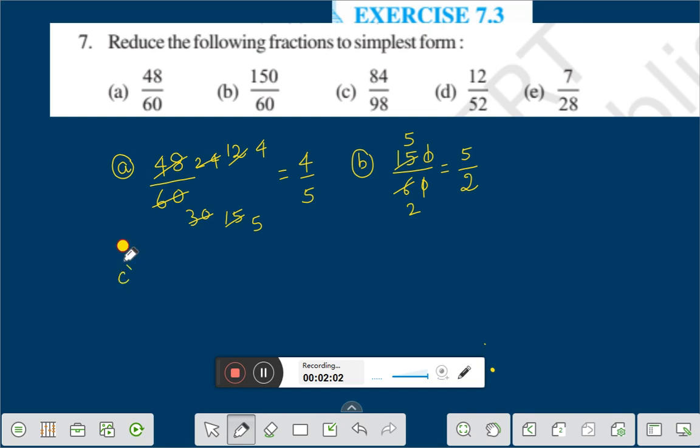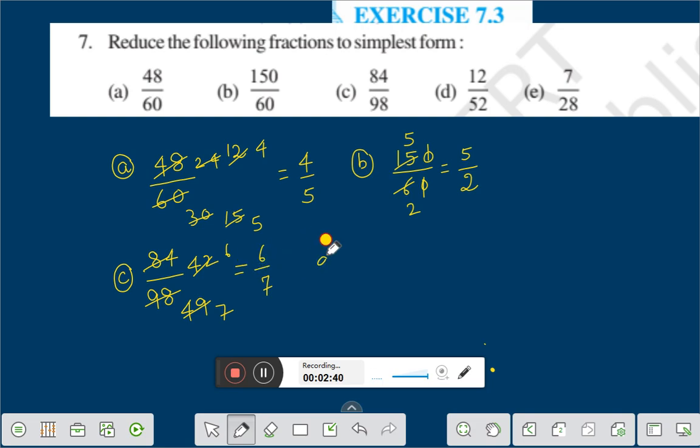Now C: 84 by 98. C is 84 by 98. If we divide by 2, 2 fours are 8, 2 twos are 4, 2 fours are 8, 2 nines are 18. Then divide by 7: 7 sixes are 42, and 7 sevens are 49. Therefore, this is 6 by 7. This is the lowest, simplest form.